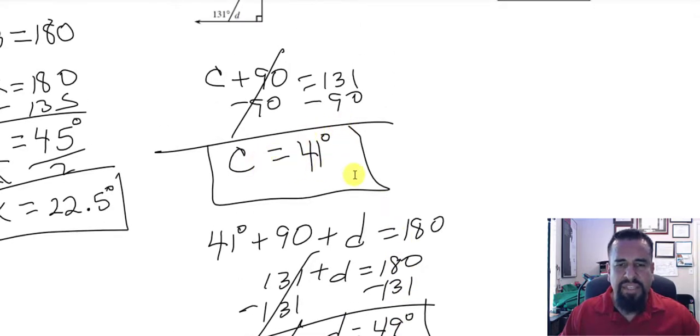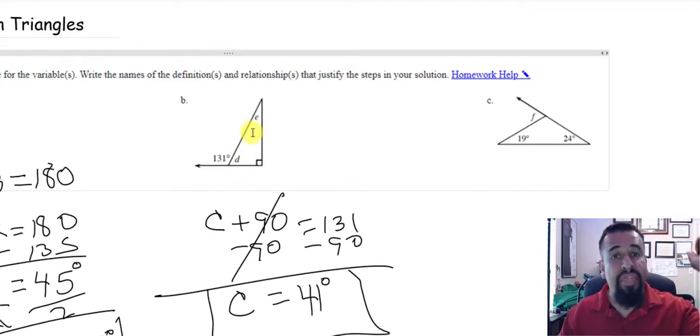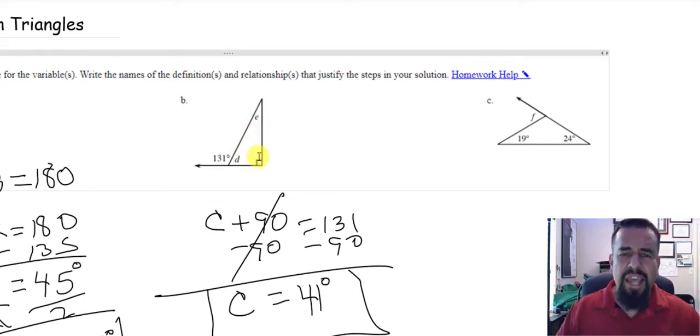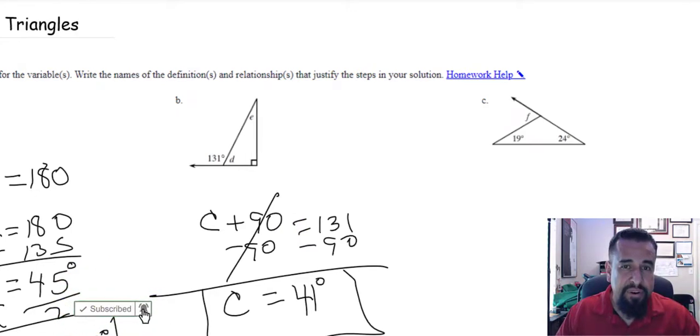We have C that is equal to 41 degrees, and those are the only two angles that we needed to solve in that triangle. All right, hopefully this is making sense to you guys. Hopefully you see that it's not as complicated as your teacher probably made it feel, right?